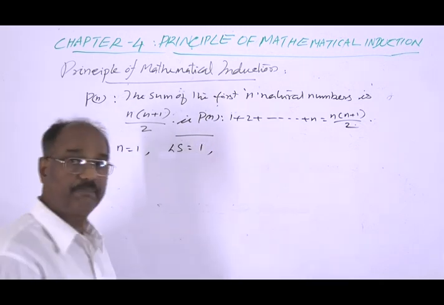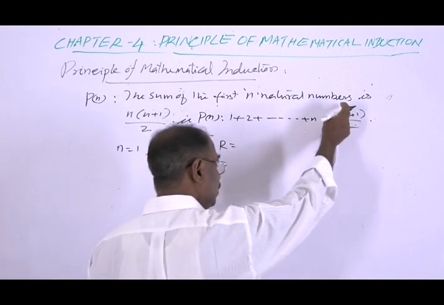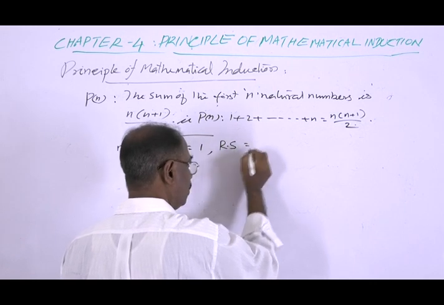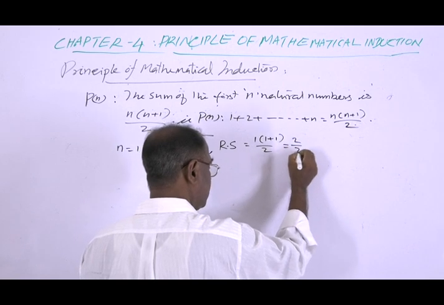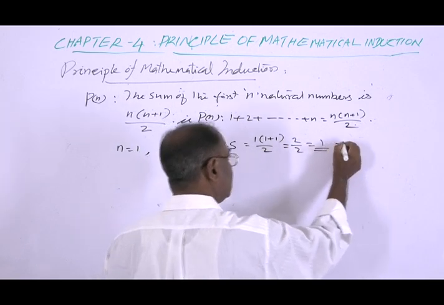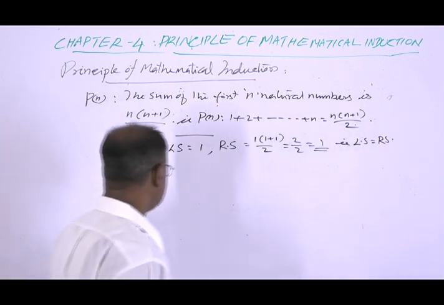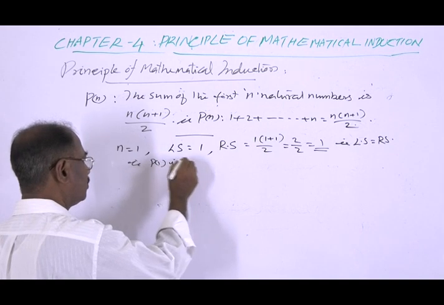left side equal to 1. Okay. And the right side, substitute n equal to 1 here: 1 into 1 plus 1 divided by 2, which is equal to 2 by 2, which is equal to 1. That is, left side equal to right side. That is, P1 is true.